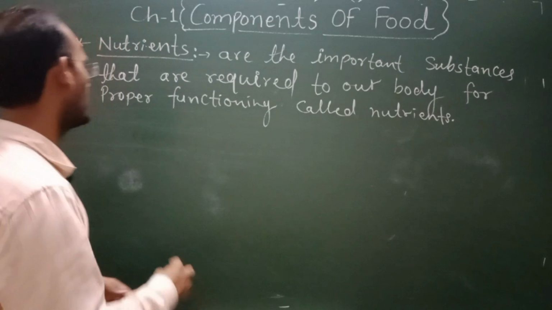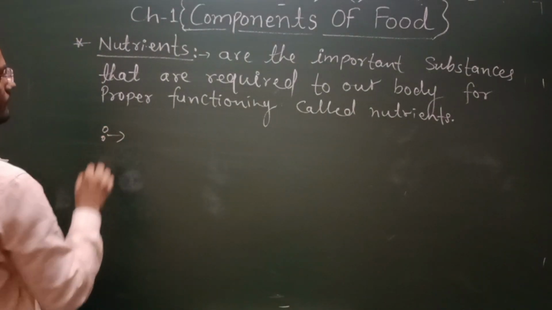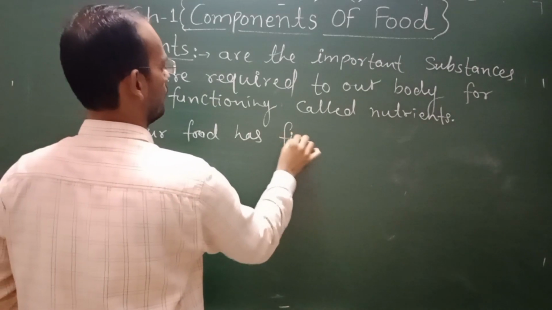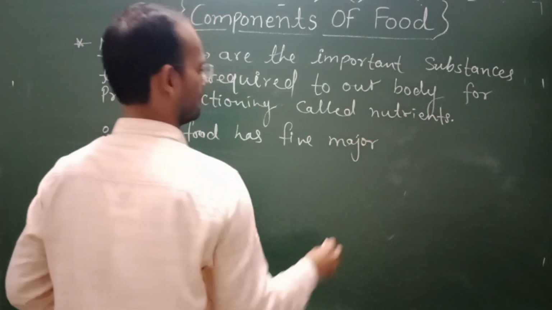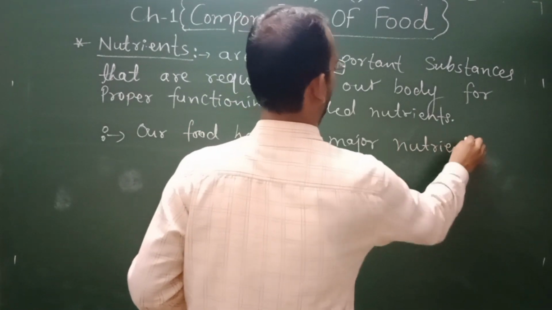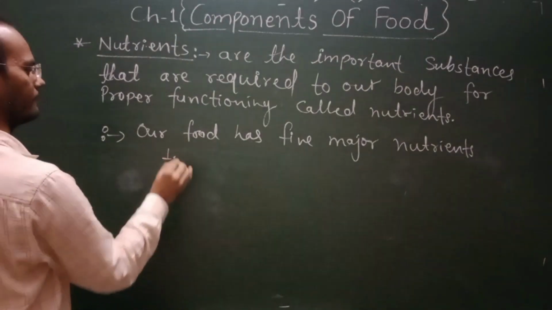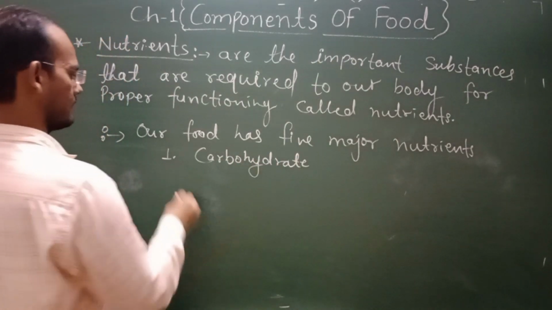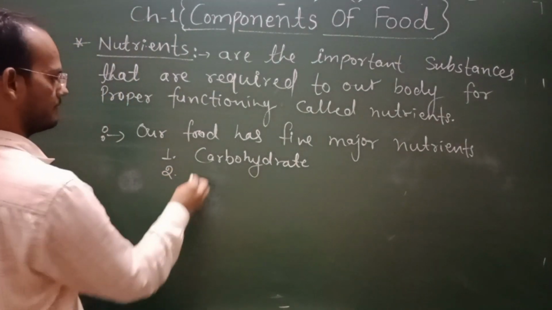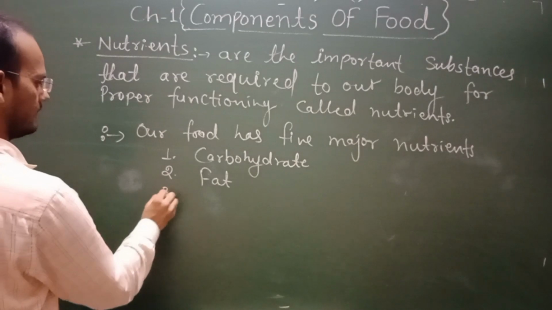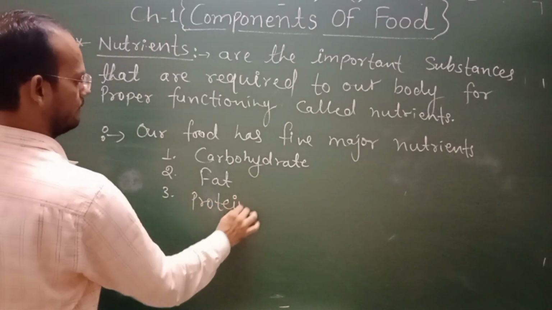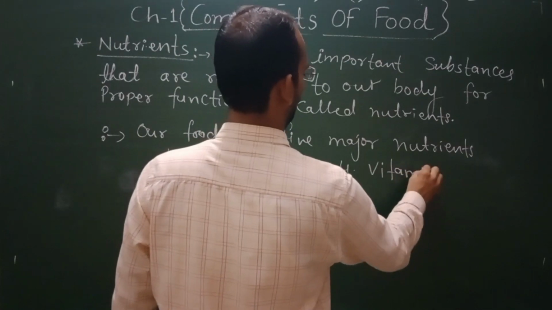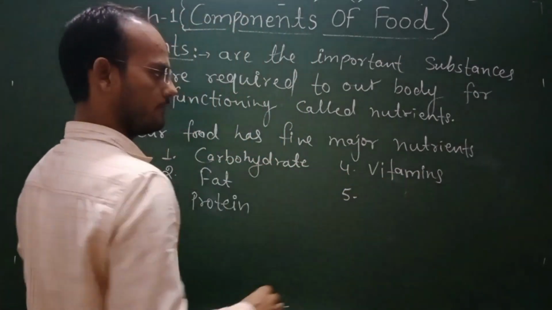What are these 5 major important nutrients? Our food has 5 major nutrients. First is carbohydrate. Second is fat. Third, protein. Fourth, vitamins. And last, fifth, minerals.